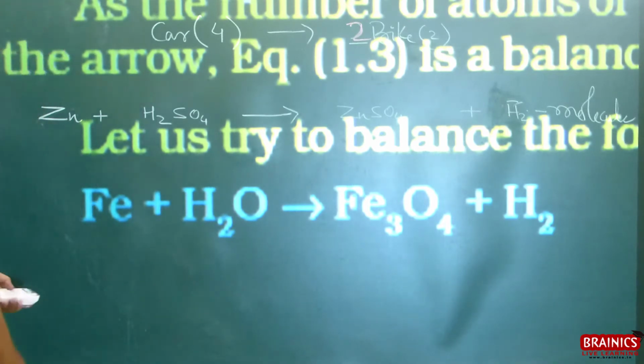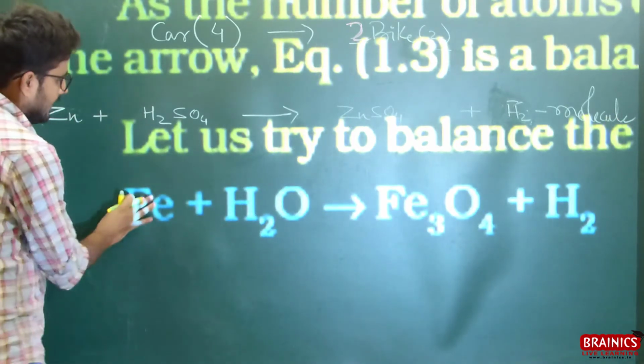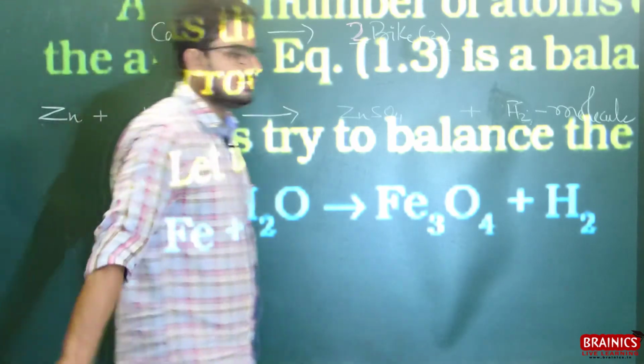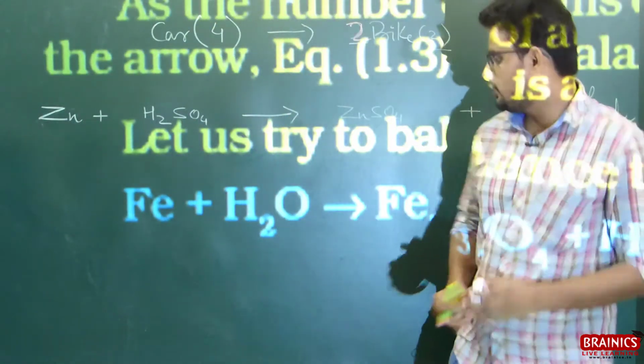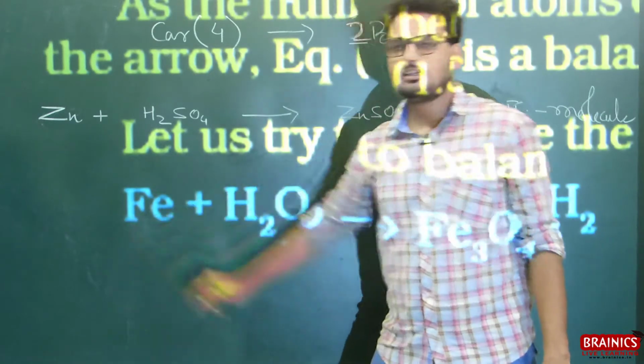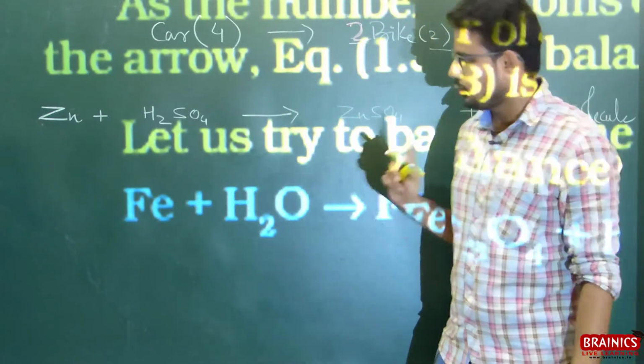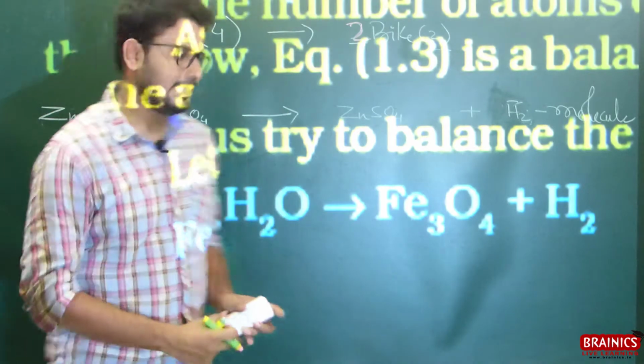Yeah, so let's see Fe. How many Fe are present on this side? You will see there is no number, which means 1 Fe is present. Okay, let's try to balance this equation.